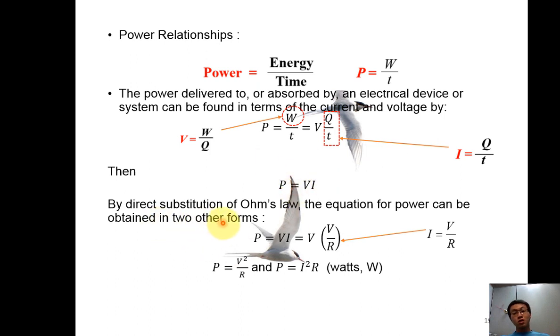So by direct substitution of Ohm's law, what is Ohm's law? Ohm's law is V equals IR. The power equation can be obtained in many forms actually. P equals VI, then I substitute I equals V over R, so I have V squared over R. If I change V, what is V? V equals IR, so IR is here, times I becomes I squared R.